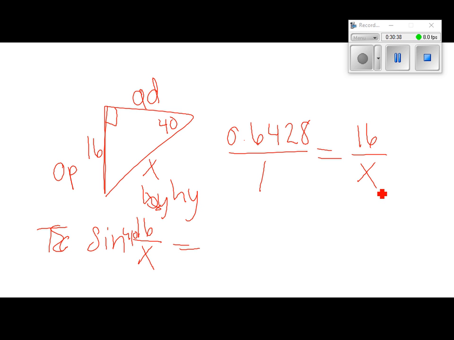17. 17 over x. Alright, and now we cross multiply. That's just gonna give you 0.6428 times x equals 16, so we divide 16 by that. Exactly. Then you round off your answer. I just screwed up because I did the thing. Yeah, you don't use tangent. So that'll be 24.9.